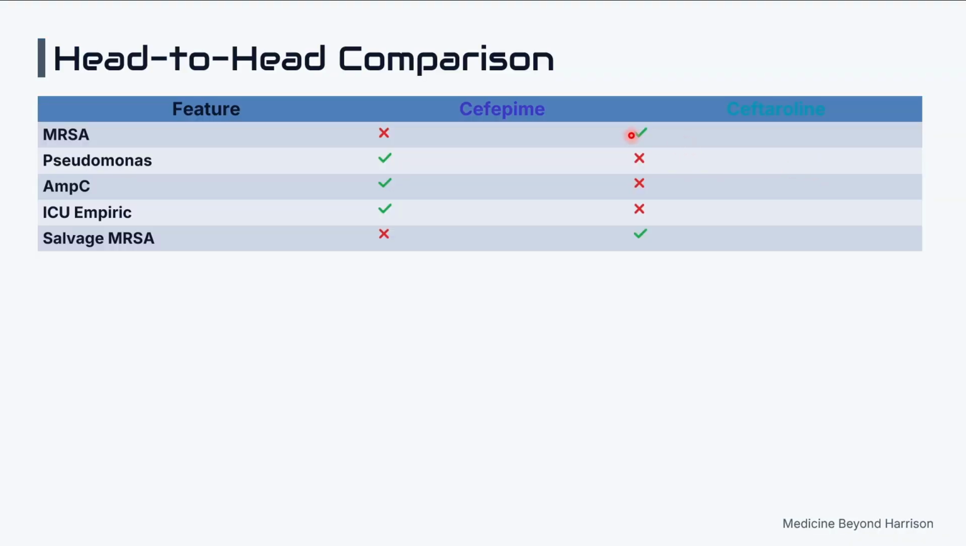So head-to-head comparison: for MRSA, you can go for ceftaroline. In case of Pseudomonas, you can go for cefepime. AmpC, you can go for cefepime. ICU empiric therapy, you can go for cefepime. For MRSA coverage, always go for ceftaroline. So only for MRSA coverage, nowadays we use that, even for salvage therapy. Otherwise, there are better drugs available in this group of classes as well as other group classes.